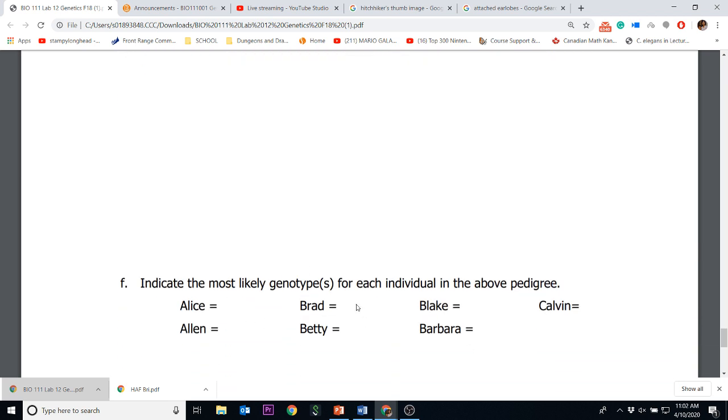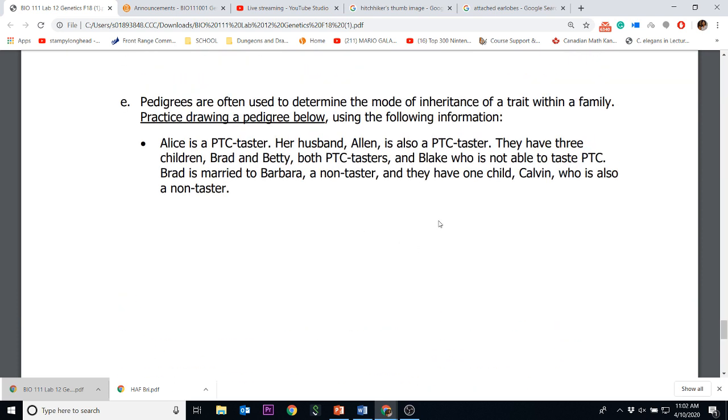And then at the bottom, they ask you for genotype. If you label on top, then you have no trouble just copying down here. Some of the genotypes are not sure, so you can do either or. So that person can be either homozygous or heterozygous taster, right? So that's what I expect you to do here.